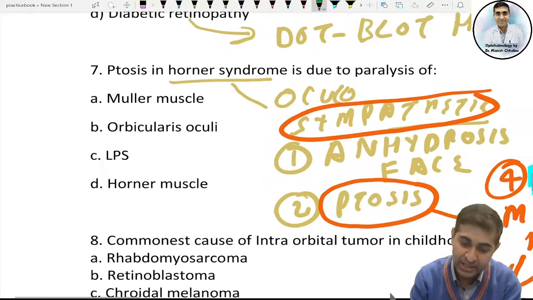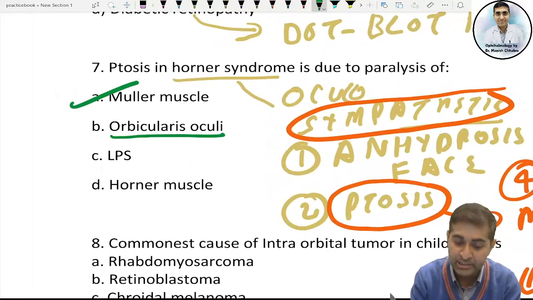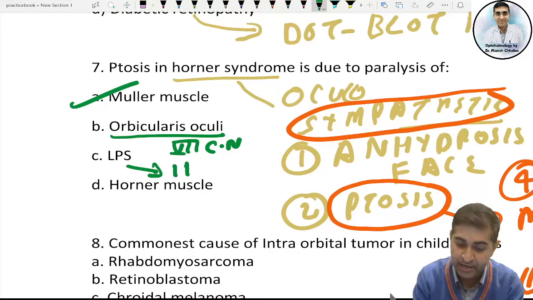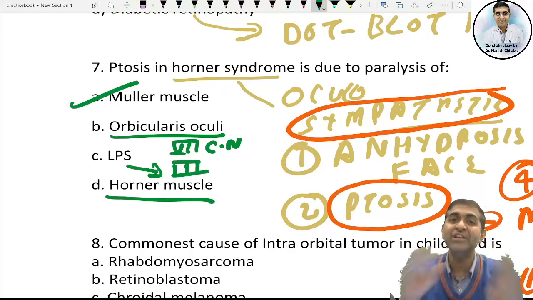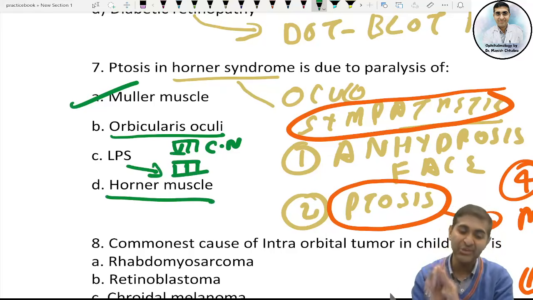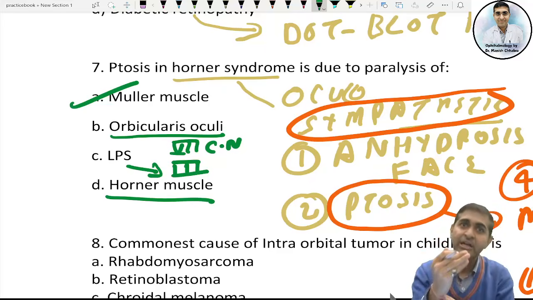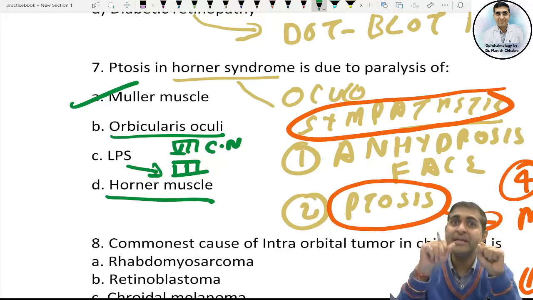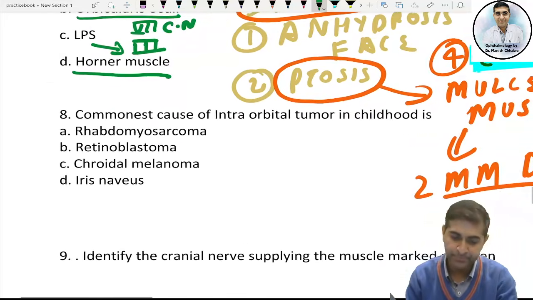So in this case, you are going to mark Muller's muscle, and orbicularis oculi is supplied by the 7th cranial nerve, not by sympathetic fibers. LPS is supplied by the 3rd cranial nerve. Horner's muscle is entirely different. It has nothing to do with your Horner syndrome. That is one muscle which, when you blink, helps in propulsion of the tears. That is different. Yes. Okay.